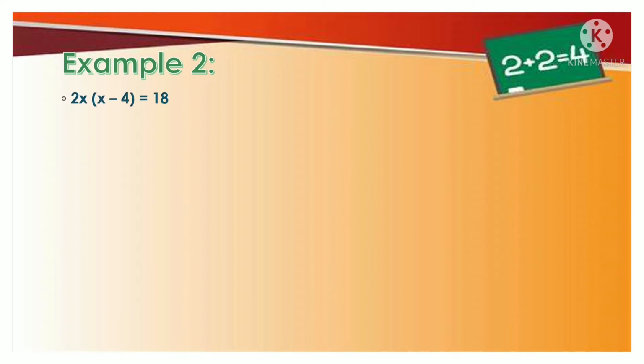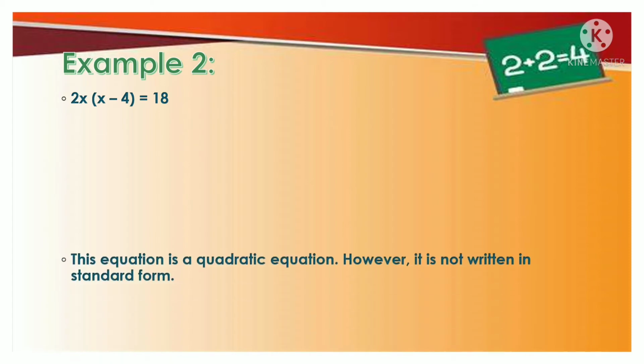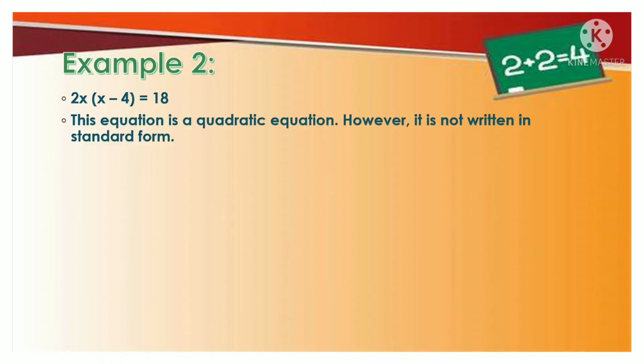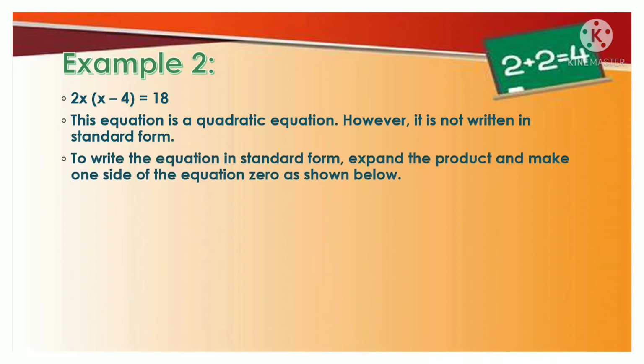Let's proceed to another example, number 2. We have the equation 2x times the quantity of x minus 4 equals 18. This equation is a quadratic equation. However, it is not written in standard form. To write the equation in standard form, expand the product and make one side of the equation 0 as shown below. So again, our equation is 2x times the quantity of x minus 4 equals 18. To expand the product, we are going to apply the distributive property of equality.